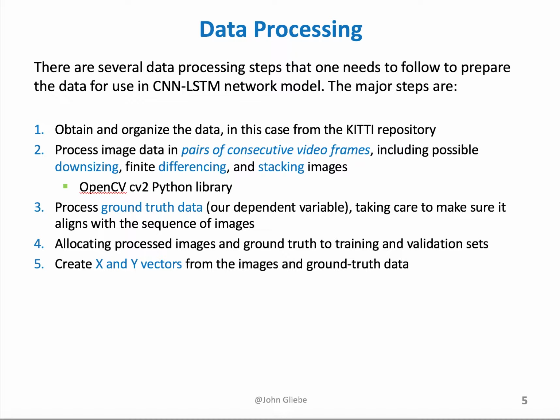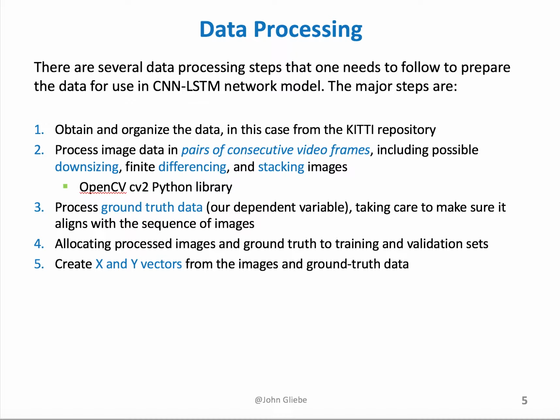The data processing for this case study involves really four main steps. Well, actually 5, because first you have to obtain and organize the data, in this case from the KITTI repository. You can also use the miniature data set that I have supplied along with the IPython notebook. You then need to process image data in pairs of consecutive video frames, and this may also include possibly downsizing images, finite differencing the images, and stacking images, all of which are made much easier if you use the OpenCV cv2 Python library as I did.